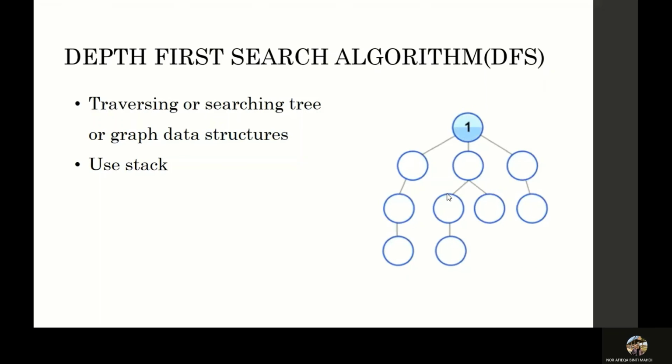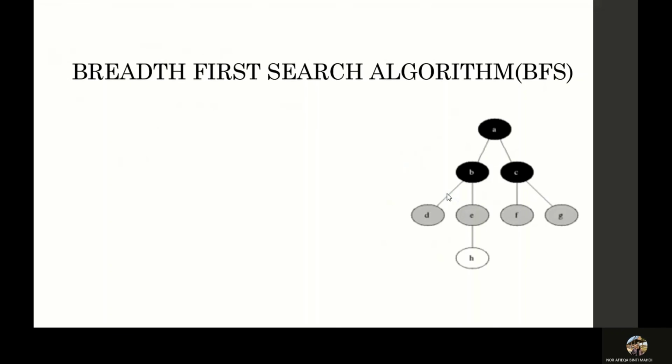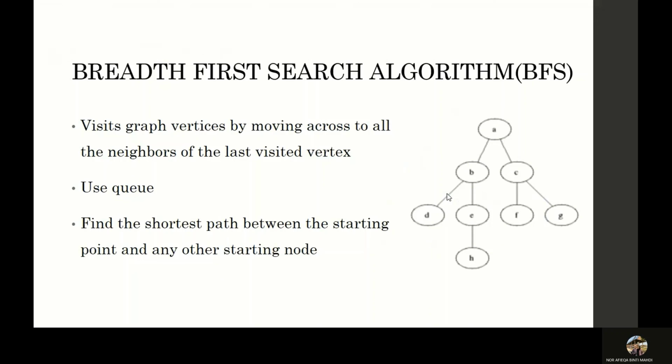A better algorithm than this is the other graph traversal algorithm, which is breadth first search, known as BFS. In comparison, breadth first search can be better than depth first search in several aspects. Breadth first search will visit a graph vertex by moving across to all the neighbors of the last visited vertex. It uses a queue, first in first out.